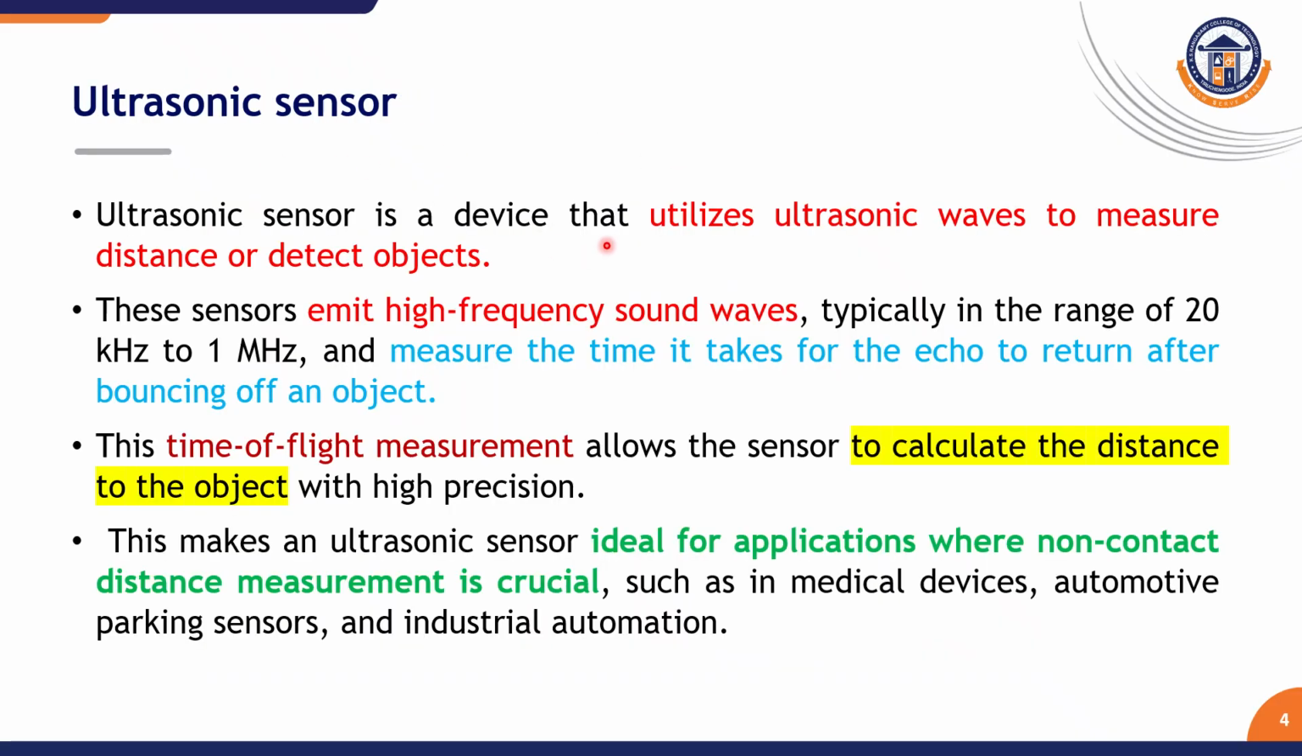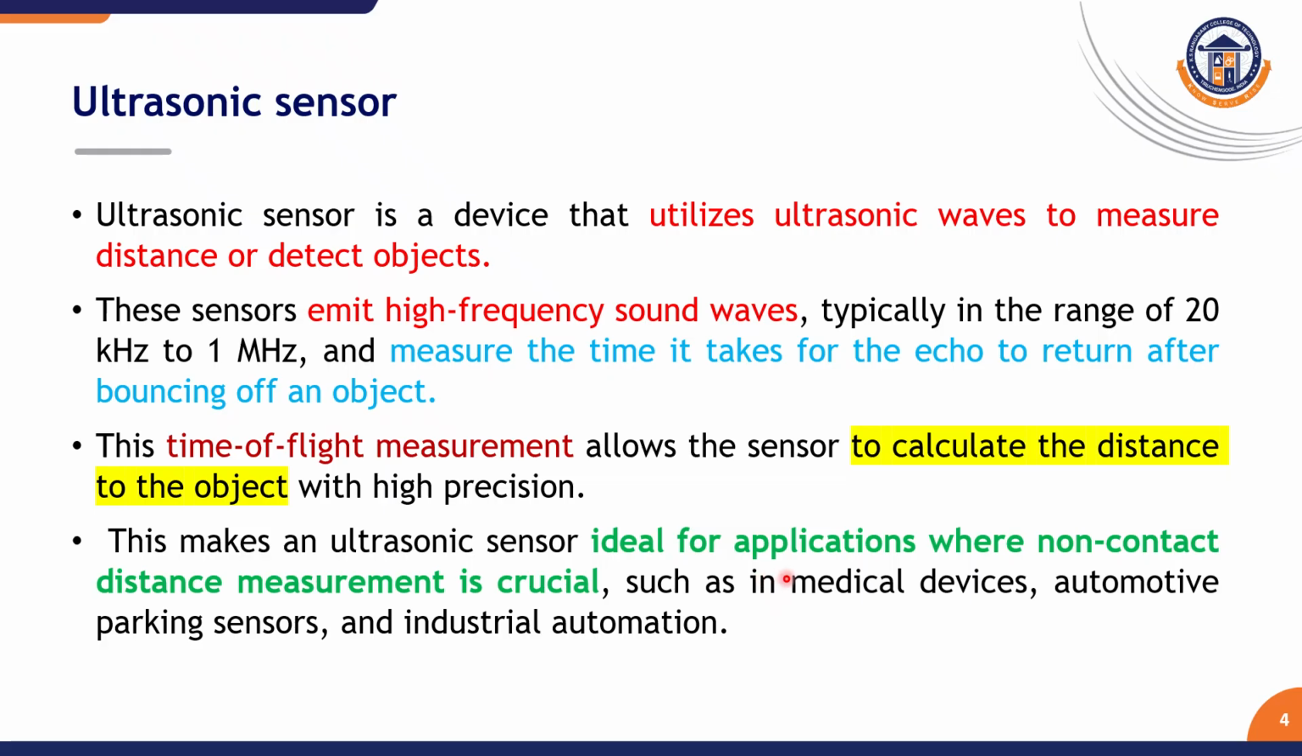So an ultrasonic sensor is a device that utilizes ultrasonic waves to measure distance or detect objects. It emits high frequency sound waves, which will be in the range of 20 kHz to 1 MHz, and measures the time it takes for the echo to return after bouncing off an object. So it will send the high frequency waves to an object and measure the time it takes the sound wave to return from the object. This time of flight measurement will allow the sensor to calculate the distance to the object with high precision.